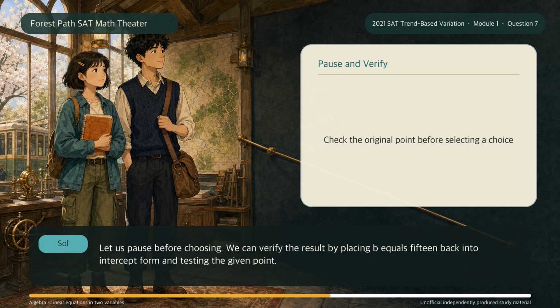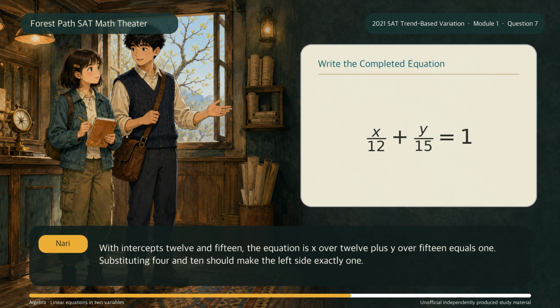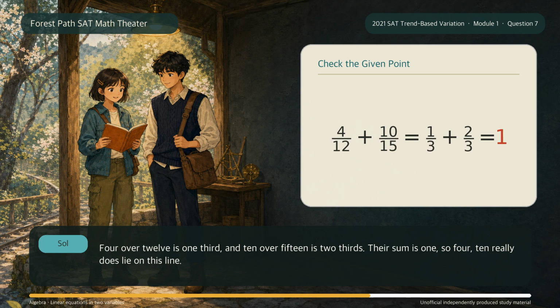Let us pause before choosing. We can verify the result by placing b equals 15 back into intercept form and testing the given point. With intercepts 12 and 15, the equation is x over 12 plus y over 15 equals 1. Substituting 4 and 10 should make the left side exactly 1. 4 over 12 is 1/3 and 10 over 15 is 2/3. Their sum is 1, so (4, 10) really does lie on this line.